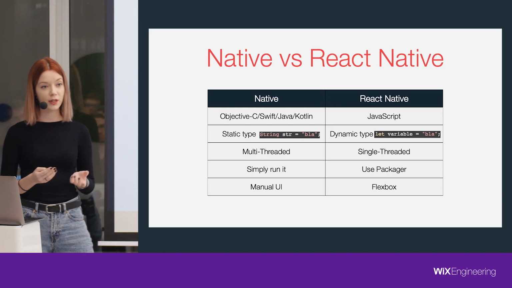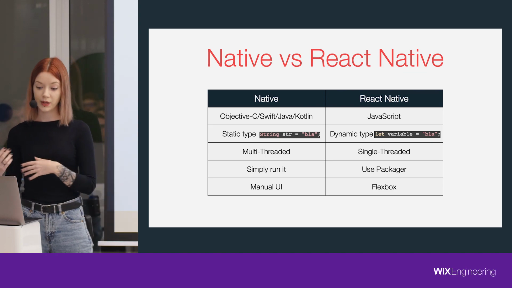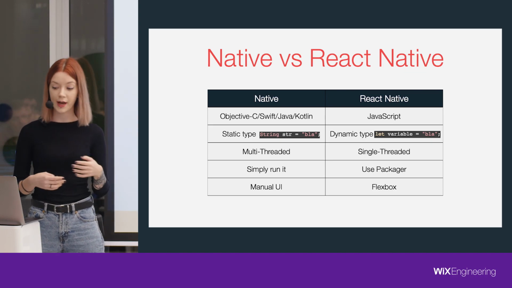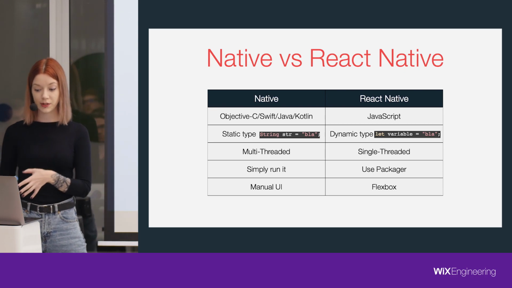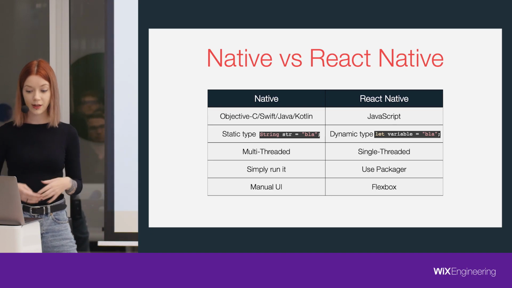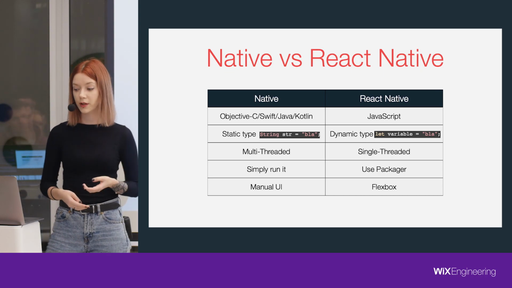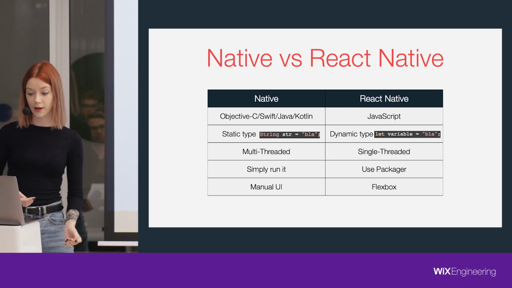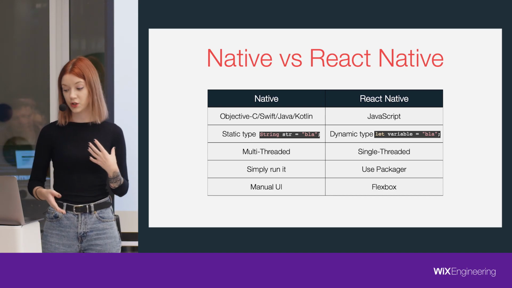So as you can see, you need to use different programming languages. Also, native has a static variables type and React Native has a dynamic type. Native is multi-threaded, and in React Native you need to code single-threaded, and also in native you need to code your UI manually. Therefore, in React Native you have Flexbox, which makes coding all the views much easier.